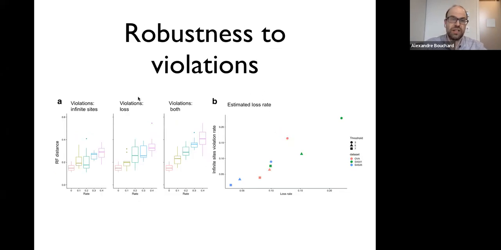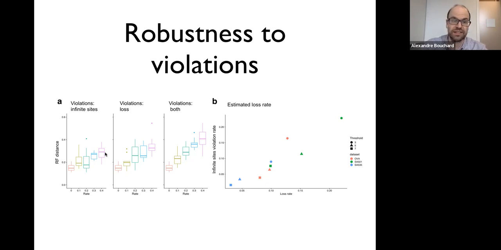We looked a little bit also, since we know that there are some violations of the infinite sites assumption, we can simulate data that have these violations at rates that we estimate based on heuristics of how many of these violations we think there are in real data. And the model degrades gracefully thanks to the error model.